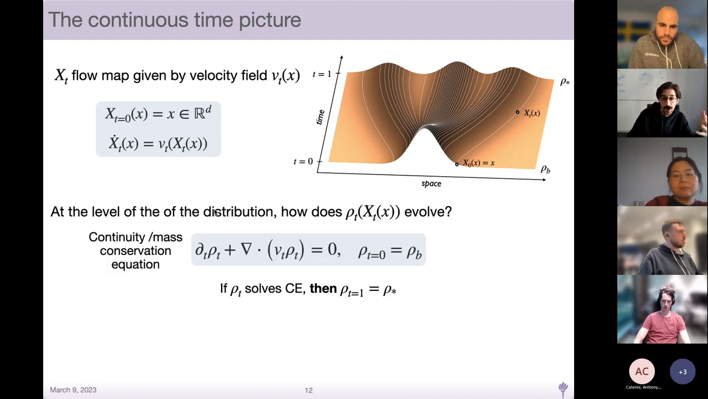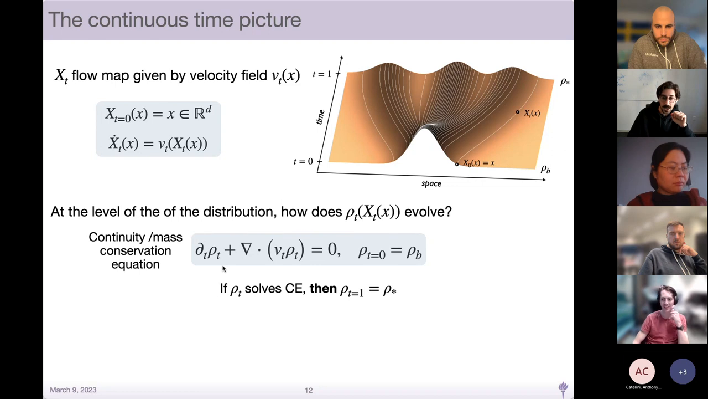You can also ask what happens at the level of the distribution here, okay? That's if I introduce some rho t of xt, our density at time t, anywhere, for example, along this cross-sectional picture of the evolution of the probability density. And that's going to be governed in this velocity field picture by a continuity equation, or mass conservation equation, which is basically saying that the time derivative of the probability density is given by some flux through any part of this surface.